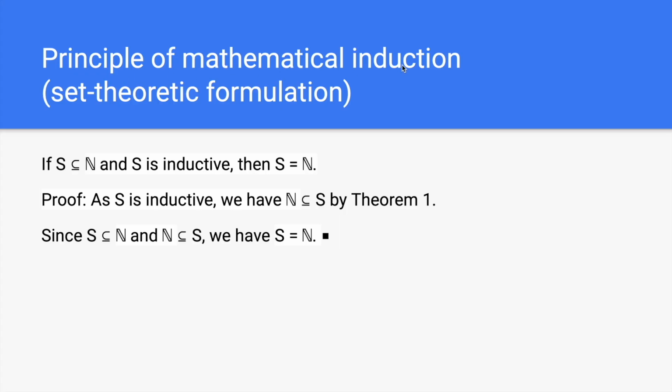Principle of mathematical induction. Set theoretic formulation. If S is a subset of N and S is inductive, then S is equal to N. Proof: as S is inductive, we have N is a subset of S by Theorem 1. Since S is a subset of N and N is a subset of S, we have S is equal to N.